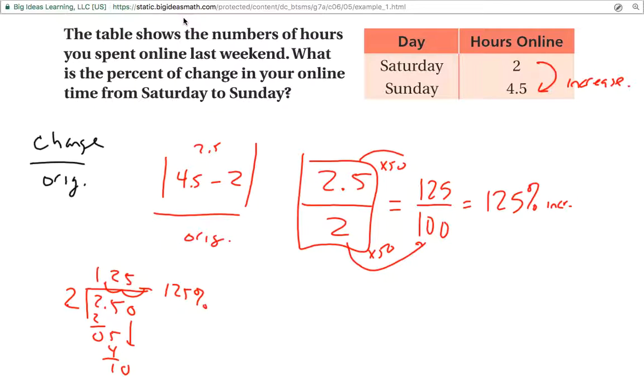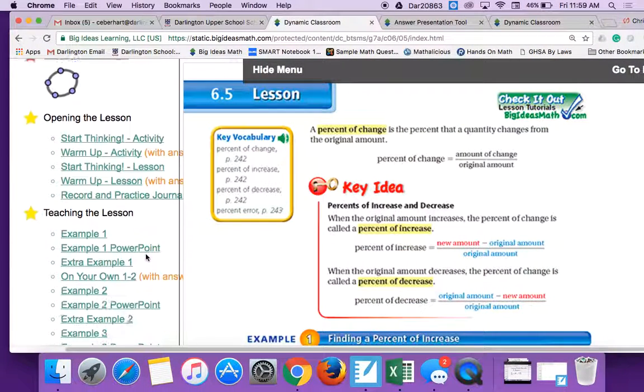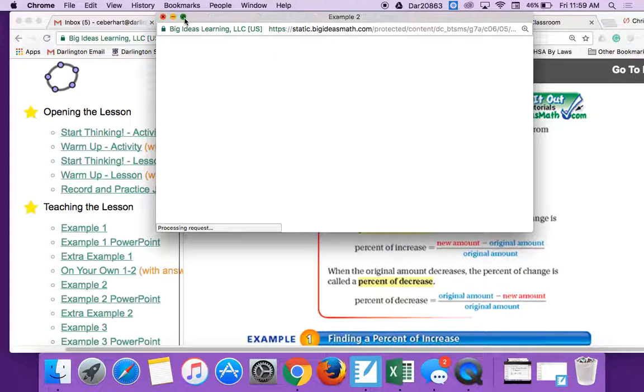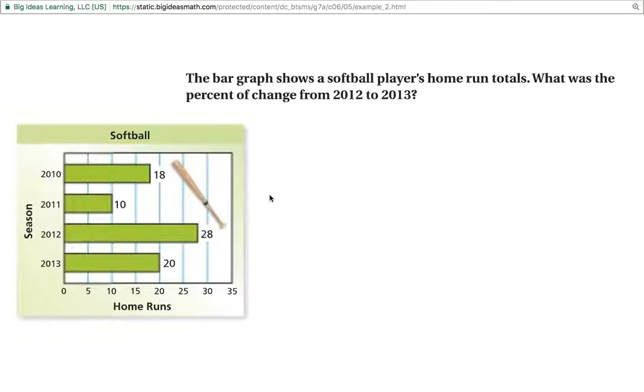All right, next one, right here. So the bar graph shows the softball player's home run totals. What was the percent of change from 2012 to 2013? Well, in 2012, okay, she had a total of 28 home runs, and 2013 is 20.